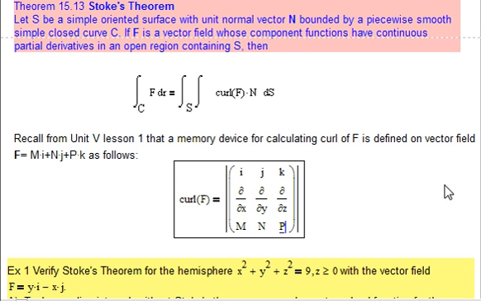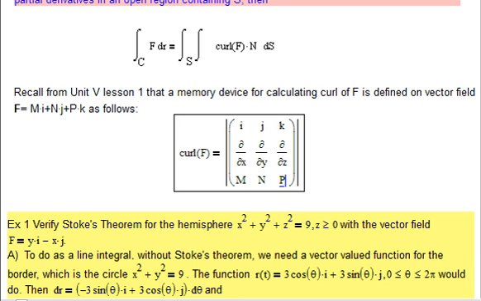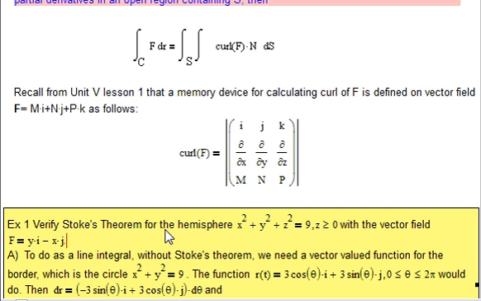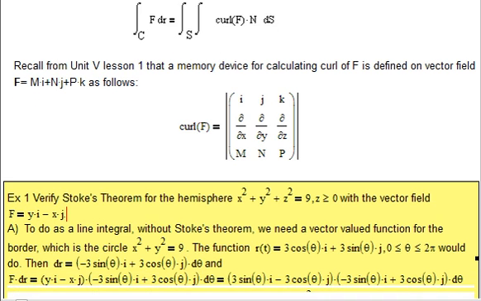So, we'd like to verify this theorem, and let's do so. We're going to verify it for the hemisphere x squared plus y squared plus z squared equals 9, and z is greater than or equal to 0, so you realize that is just the hemisphere. That z greater than or equal to 0 says the upper half, right? And with the vector field F equals yi minus xj. So do this as a line integral without Stokes' theorem.